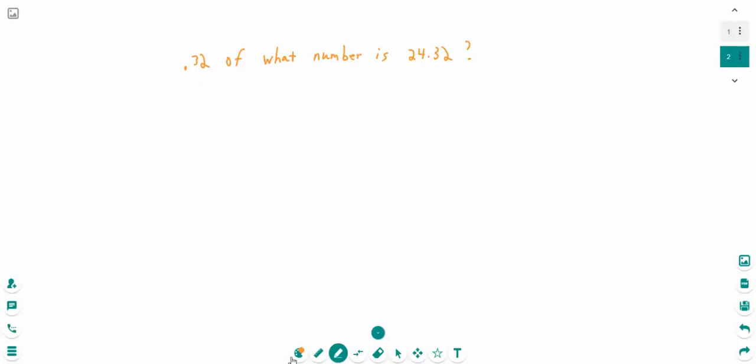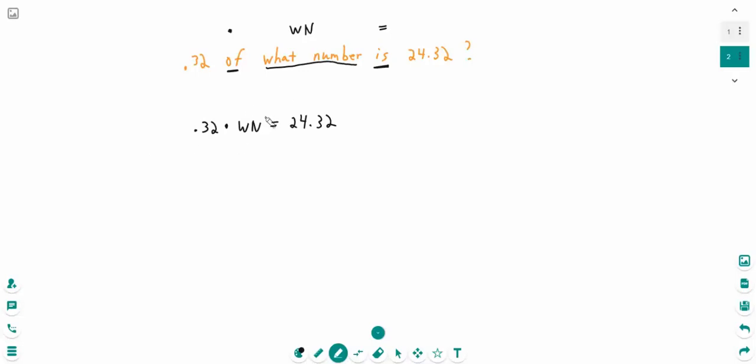So remember, when we have these kinds of problems, we recognize that "of" always means multiply. We recognize that "is" always equals, and we have "what number." We've been interpreting that as WN, right? So this same process follows here. So here we have 0.32 of what number, which means 0.32 multiplied by WN, equals, "is," 24.32. So that is the algebraic translation of this English expression. And now we just need to solve this.